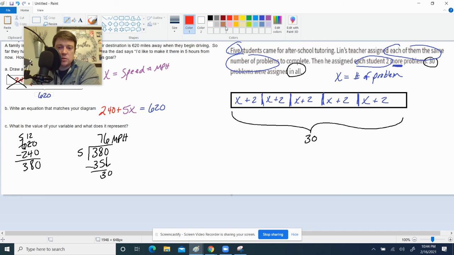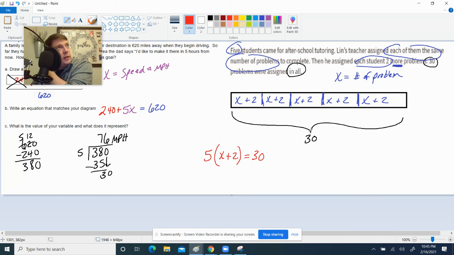It would match the algebraic equation of having 5 groups of x plus 2's. Okay, 1, 2, 3, 4, 5. 5 groups of x plus 2, and that total would be 30. This would be the equation that matches that tape diagram.